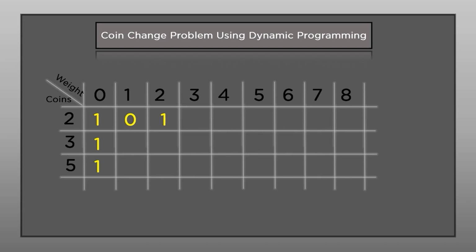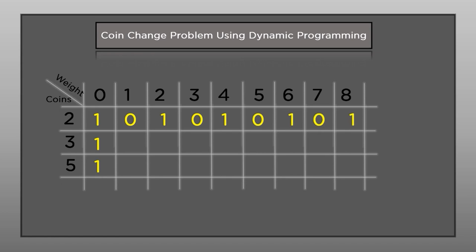Next, can we make a sum of 3 using a coin of denomination 2? The answer is no. So we'll mark this entry as 0. We can now make a sum of 4 by using 2 rupee coins in only one way. So we'll update 1 at that location. In the same way, we will update the entire row for the coin denomination 2.